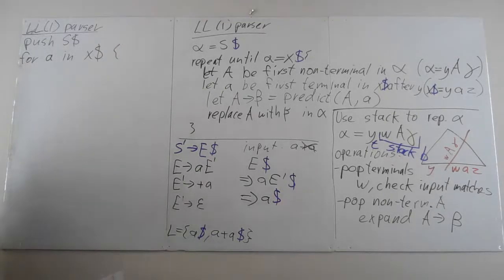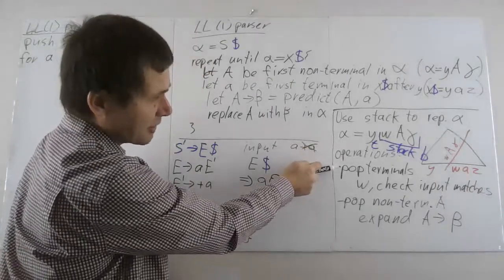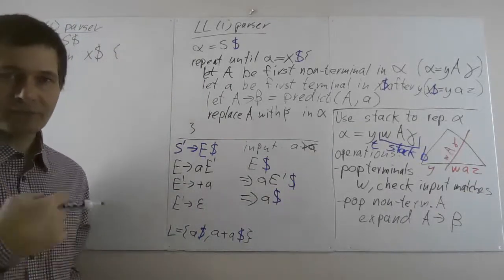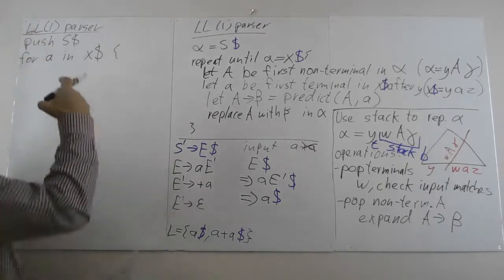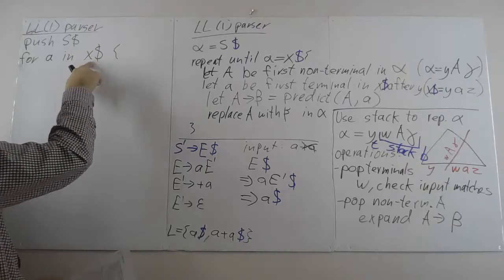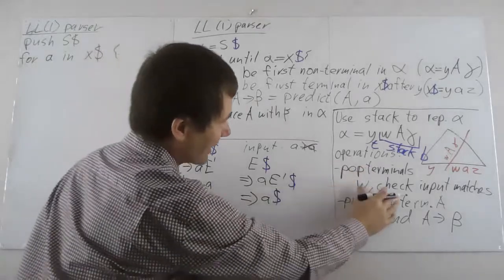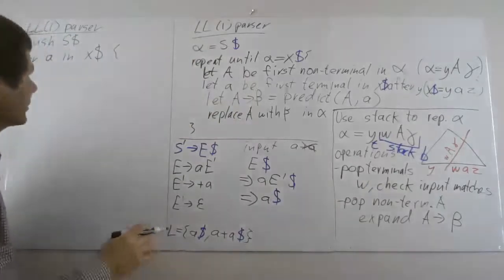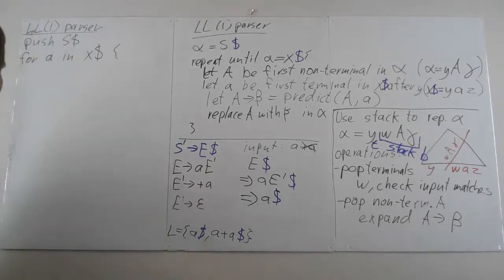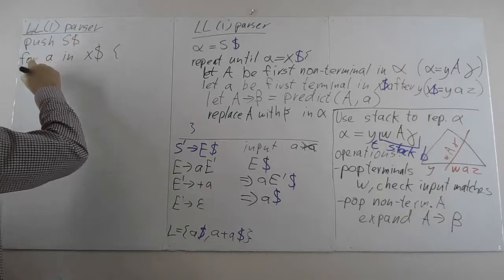And now, over here I said there's two possibilities. Either the stack has a terminal on top or it has a non-terminal on top. So I'm actually going to deal with the non-terminal case first, because if the stack has a terminal, then I need to match that terminal up with the input, and that's going to mean advancing in the input, so advancing in this for loop.